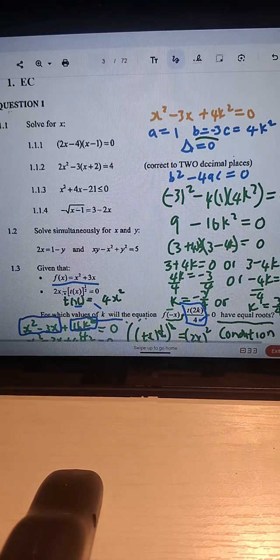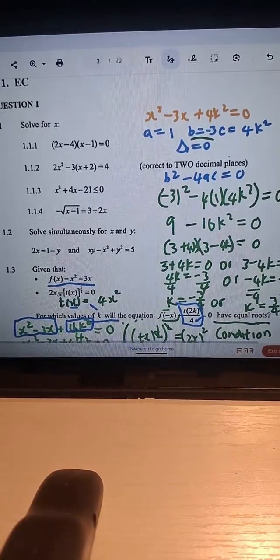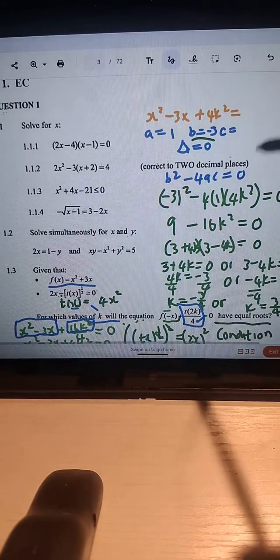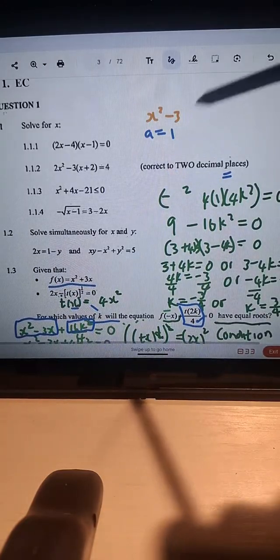X-intercepts or your roots. Those are critical values. X-intercepts or roots. So let me just show you what I mean by that. Just quickly remove this so I can.